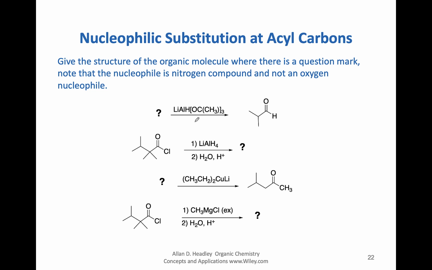So as a summary, let us just look at this reaction here. So the question now is, what reactant goes here if it reacts with lithium aluminum tert butoxide to give this here? The functional group here is an aldehyde.